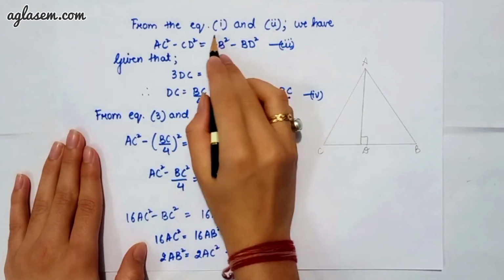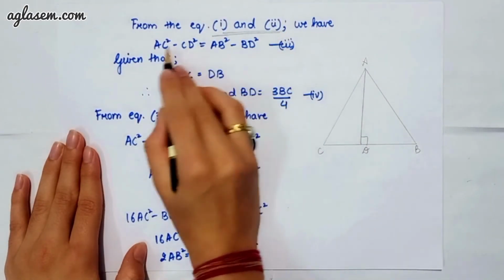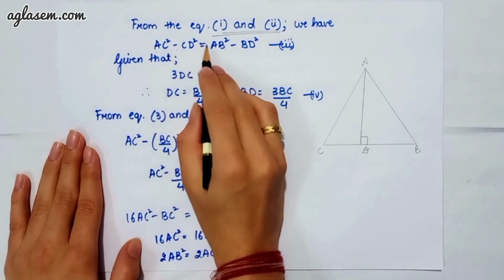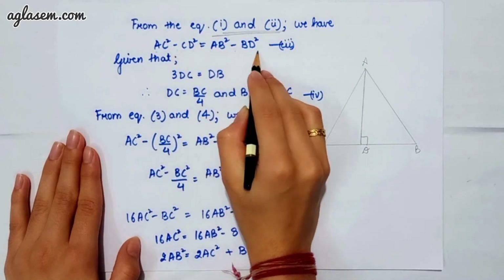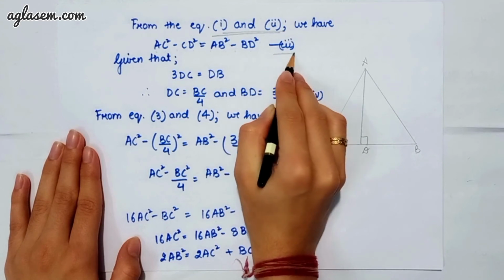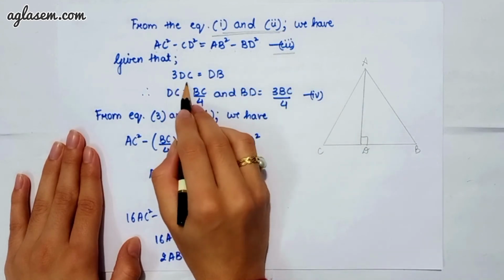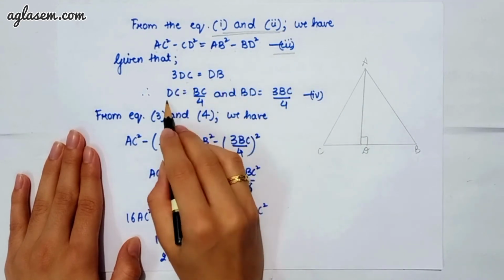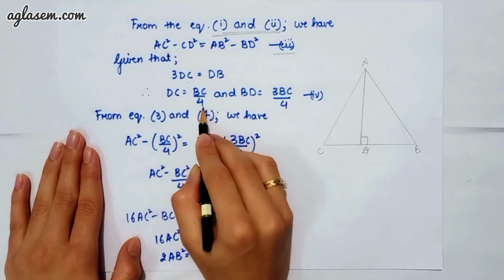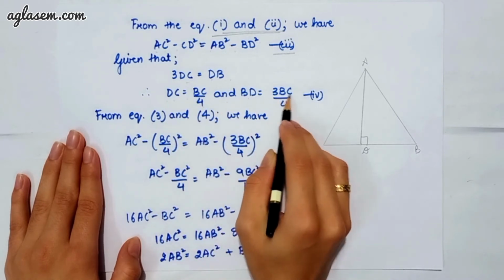Now solving further from these two equations, we have AC square minus CD square is equal to AB square minus BD square. That will be a third equation. And given is that 3DC is equal to BD. So now DC is equal to BC upon 4 and BD is equal to 3BC upon 4.